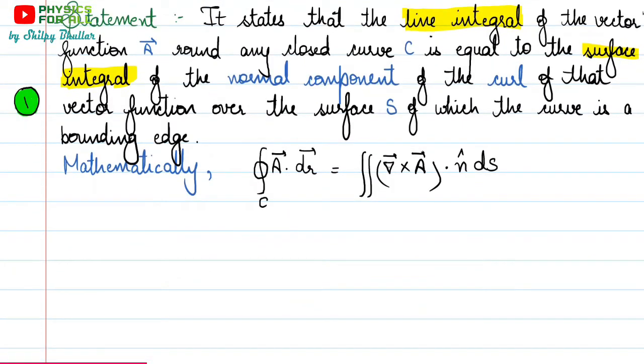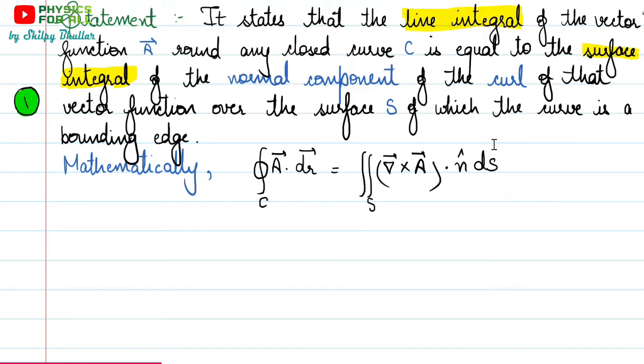So we would represent here which surface we are talking of. We are talking of the surface S. Now that's the complete mathematical statement of Stokes theorem. Either you write the statement or you write it mathematically, but in general, in exams, you have to write both. This particular statement has 1 mark and this mathematical expression has 1 mark. So you have to mention both.